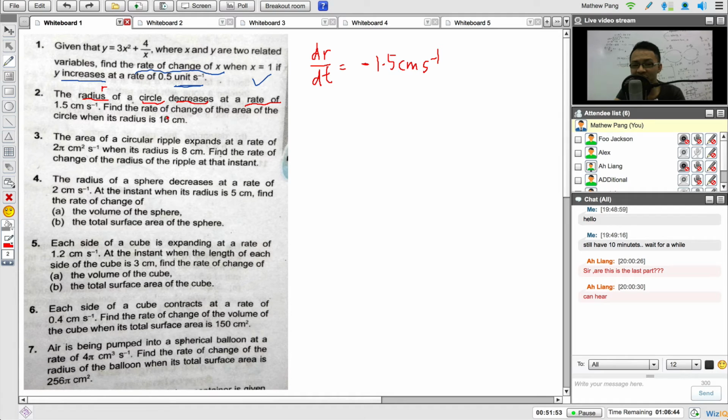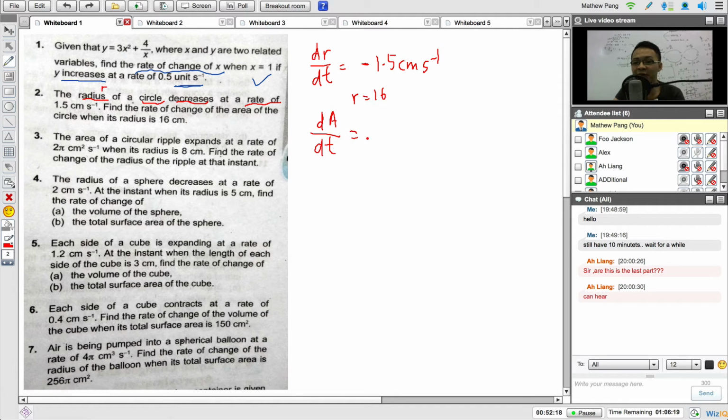Alright, and then he asks you to find the rate of change of area. Whenever you see rate, you know he asks you to find something related to dt. Then you see area, which means A. So I will write dA/dt. This is what they want to find, when the radius equals 16, when r equals 16.